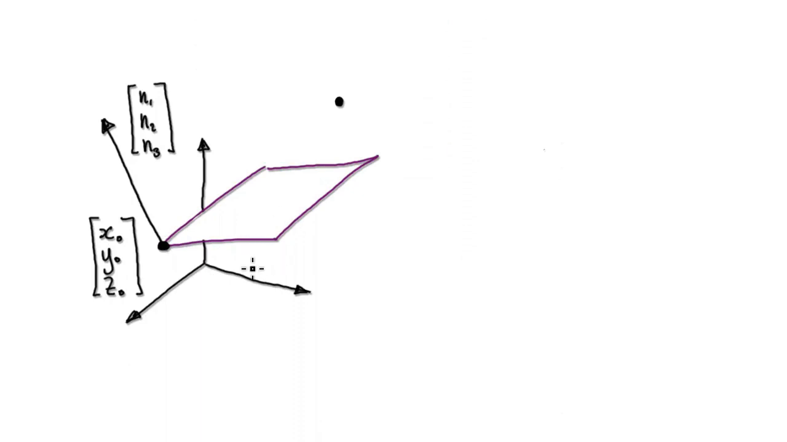So remember, let's select a general point. This point here is not on the plane, so it's a general point. It's going to be x, y, and z. You can think of this as being at a location of x, y, and z, or you can think of it as being a position vector from the origin. It's a position vector straight across here.